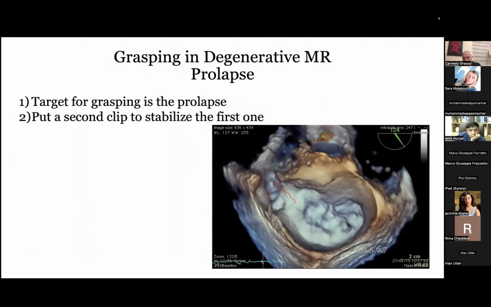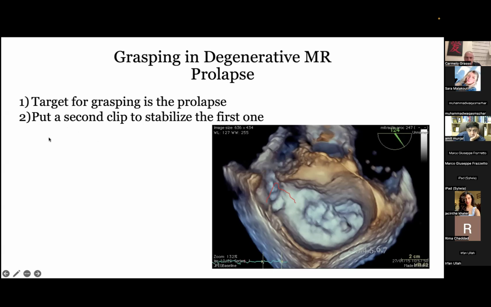As a general rule, of course, you have to choose case by case when you have your valve to treat. When you deal with the prolapse, the concept is that you have to grasp the prolapse. So the target is the prolapse, which in this case is here in this valve.